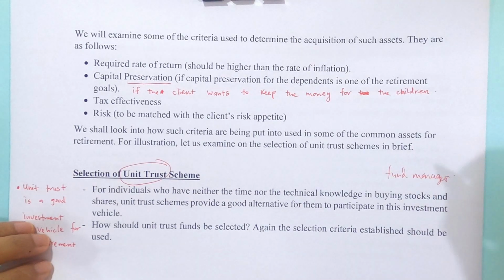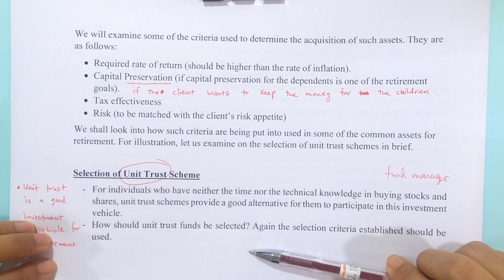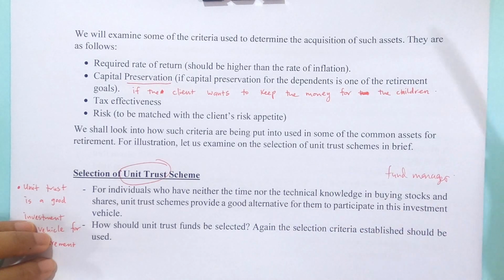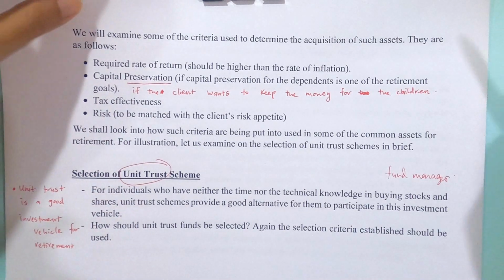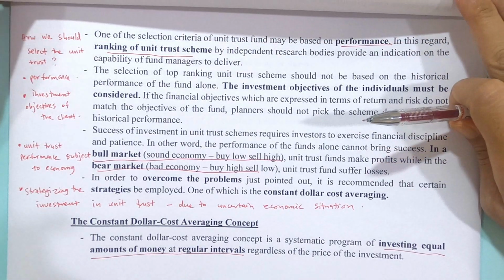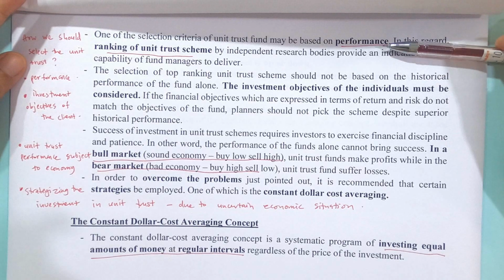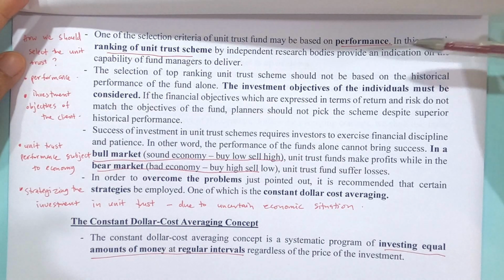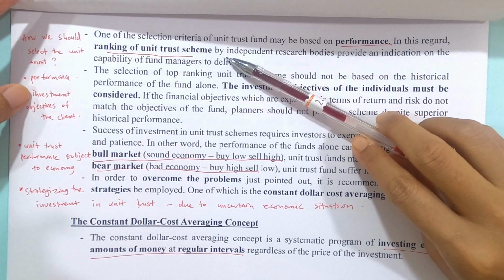As you already know, in respect to the unit trust, there are many types of unit trust funds offered by the market. You can see the banks are offering many types of unit trust to the client. So how can you choose the suitable unit trust for your client? We should look at the performance of the unit trust, and you can also refer to the ranking of the unit trust.